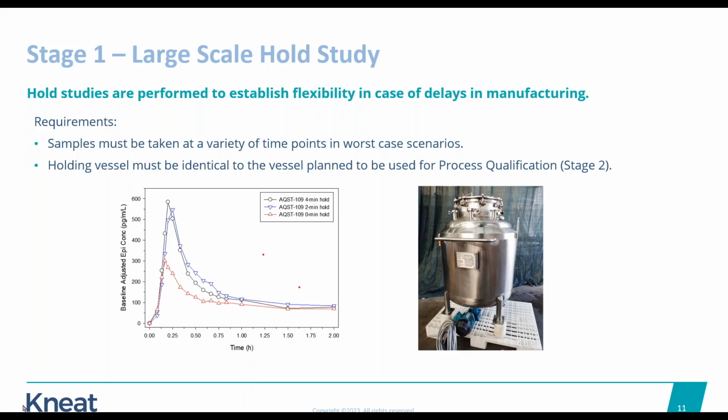All right, so that wraps up our large-scale studies, and we are going to get into more specifics of stage 1 now with the critical quality attributes and process parameters. So getting a little more complicated here.